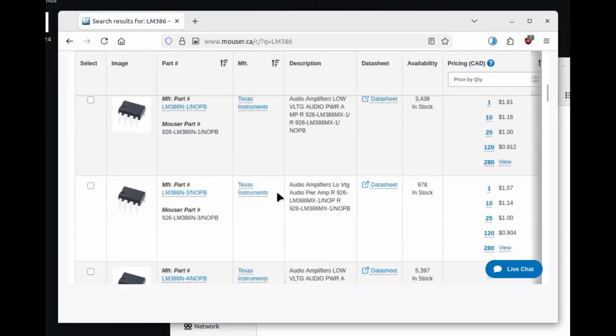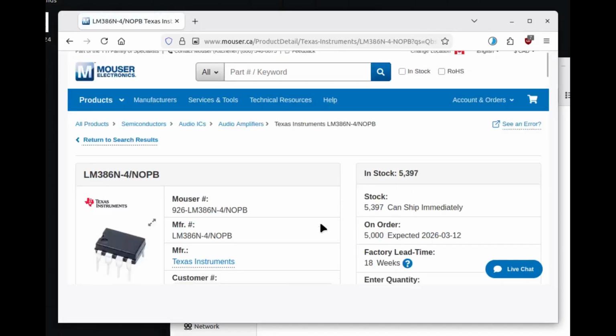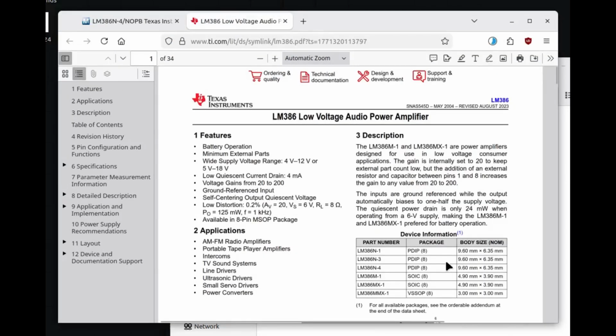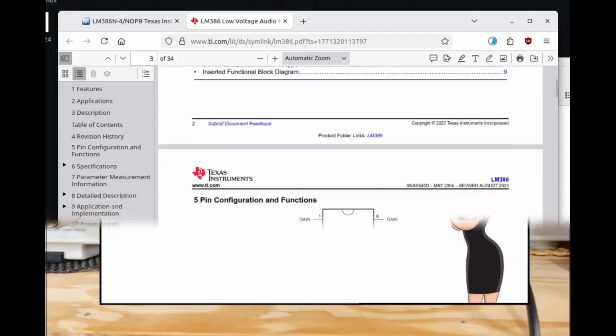Here I'm just going to go on Mouser, find the part through their search engine, and then open the datasheet. I've got the datasheets for all 5 companies that built the 386. They're all the same, so you might as well just go get the latest one from Texas Instruments.